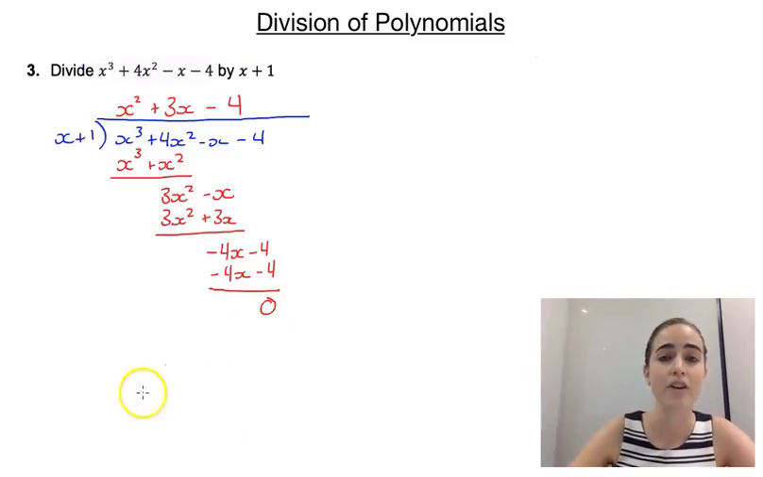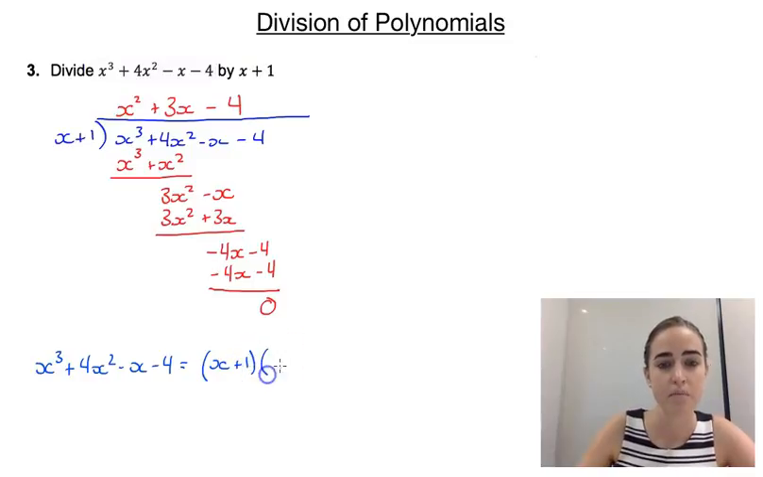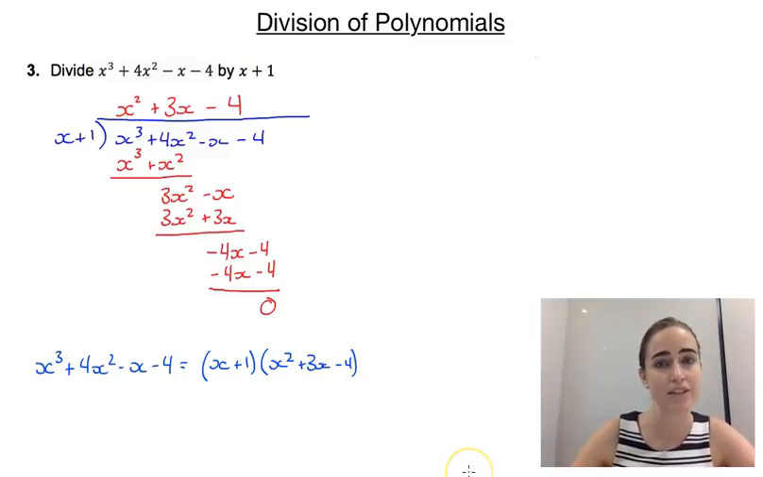So that means we have no remainder, which means that x plus 1 is a factor of x cubed plus 4x squared minus x minus 4. To write that out, we can write that the original polynomial is equal to x plus 1, our divisor, multiplied by our quotient, which was x squared plus 3x minus 4, and there is no remainder for this one.